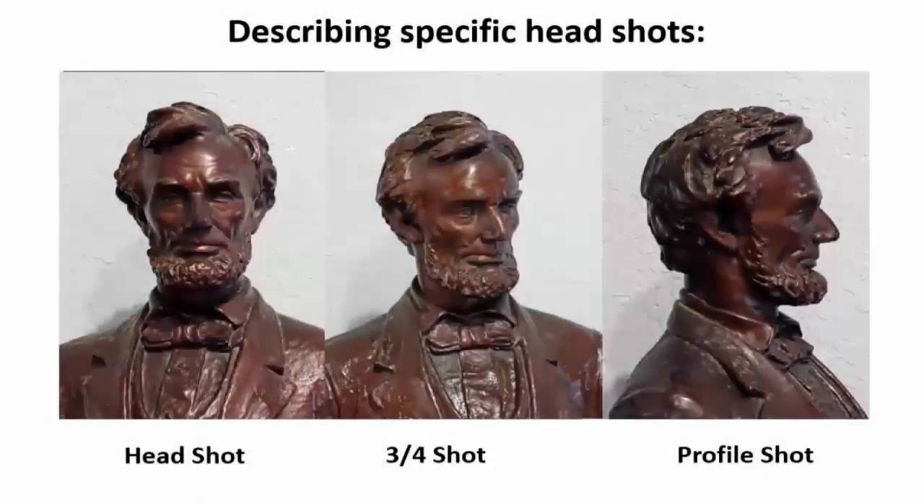This is a description of headshots. When a director calls out for a headshot, he'll be looking for most likely one of these three shots. The headshot on the left is looking straight into the camera. A three-quarter shot is about 45 degrees off to the left or to the right. And a profile, you can see here on the far right, is just an outline of the face. So when the director calls for that, now you know what he's looking for.